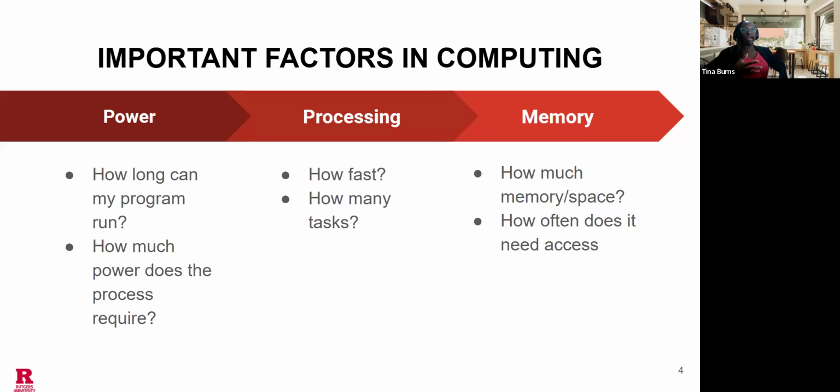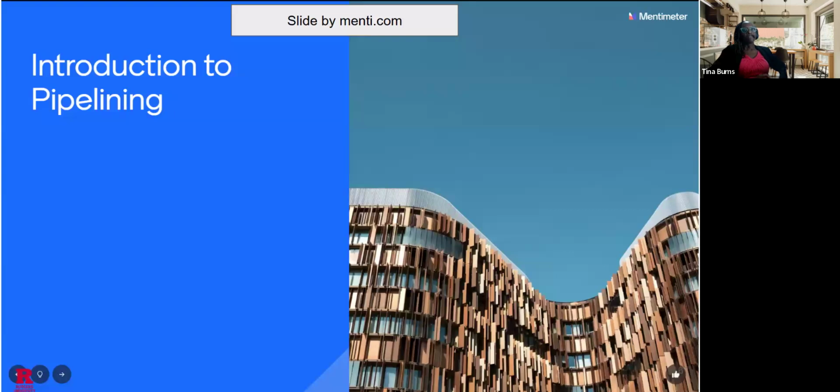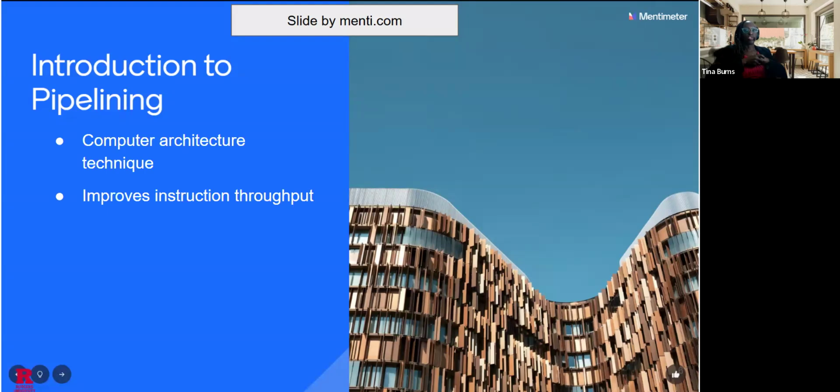Well, one way you can do that to make your program and your computer a little bit faster is by a technique called pipelining. Pipelining is something that's used in computer architecture to help improve your instruction throughput.